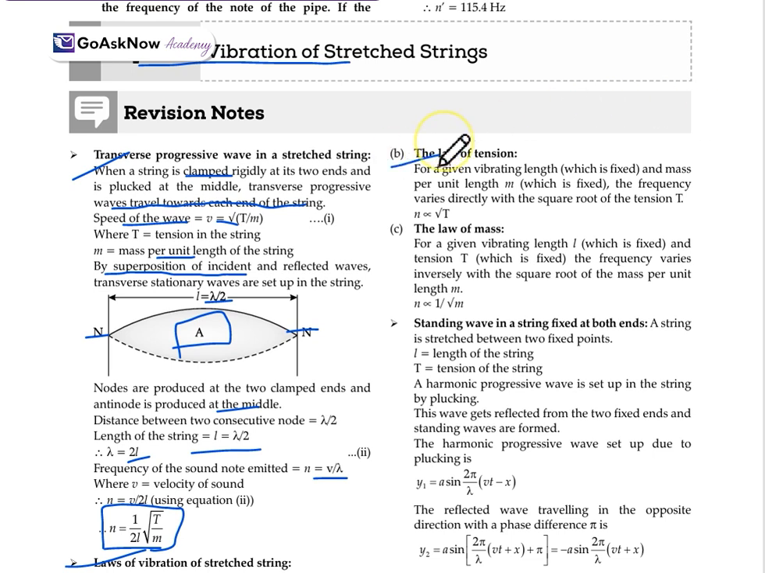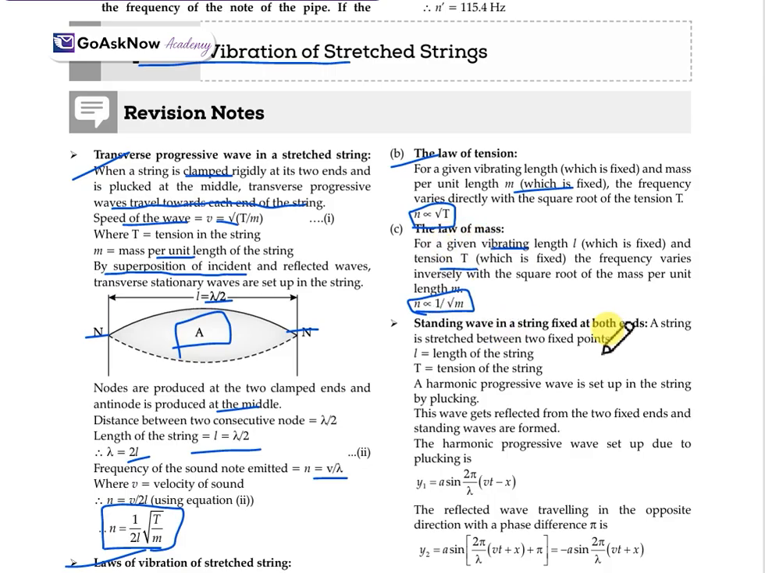Second, the law of tension. For a given vibrating length, which is fixed, and the mass per unit length m also fixed, the frequency n is directly proportional to the square root of T, where T is the tension. The law of mass: for a given vibrating length and tension T, n is inversely proportional to the square root of m, that is n is proportional to 1 upon square root of m. This is the law of mass.